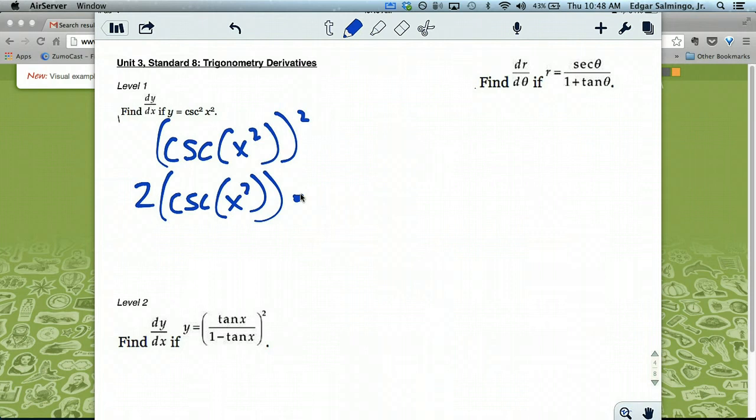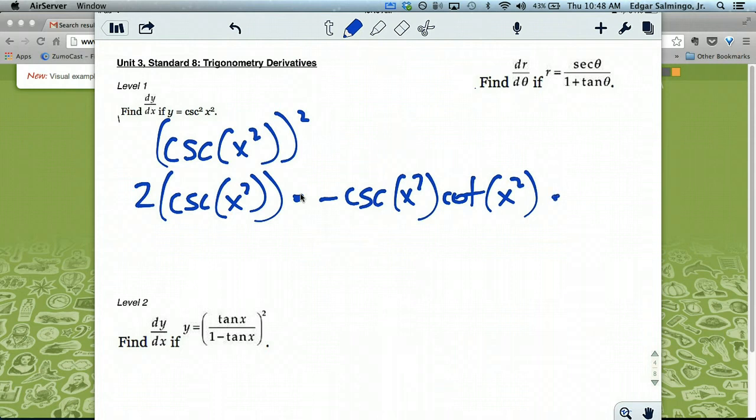Because I have an x squared, I'm going to have to leave the x squared, so times negative cosecant x squared cotangent x squared. So again, the derivative of cosecant is cosecant cotangent, and I have to leave the inside alone. Times the derivative of the inside of that, the inside of this function is x squared, and that derivative is 2x. So you can leave it like that. If you want to make it nice and neat, it should be minus 4x.